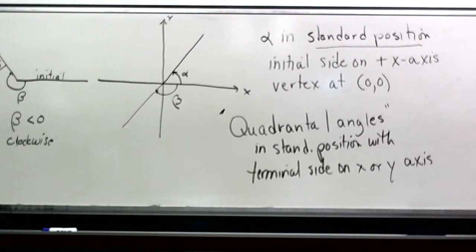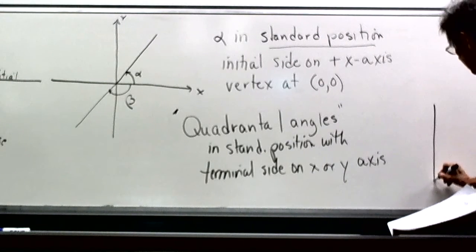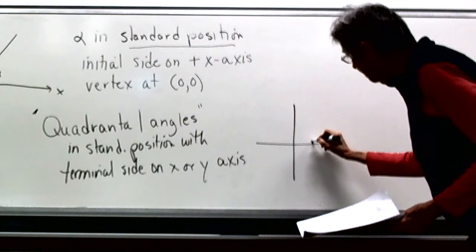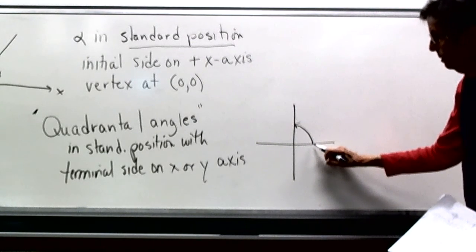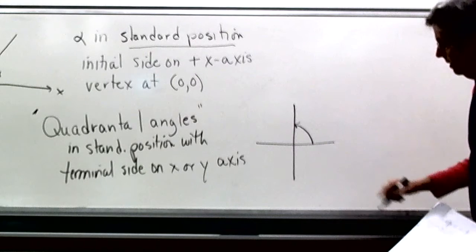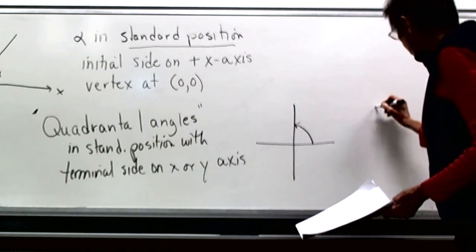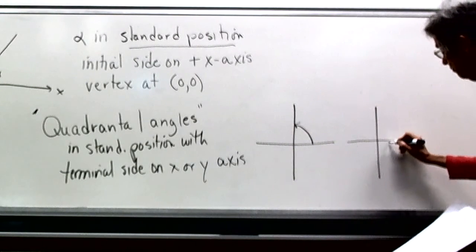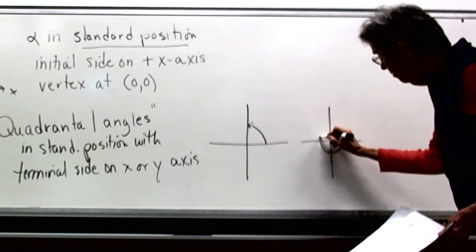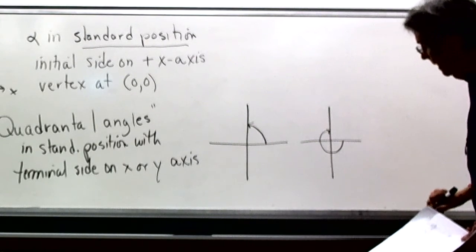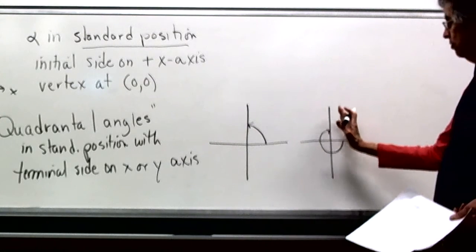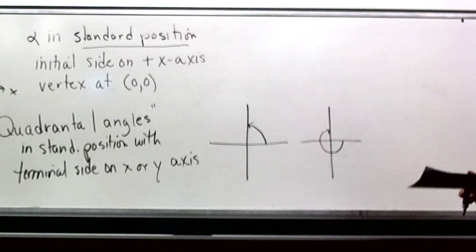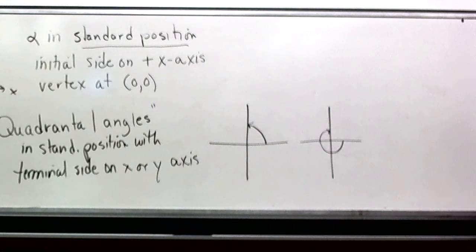So a picture of, say, a quadrantal angle may look like this. Okay, there you have the initial side on the positive x-axis and the terminal side on the y-axis. Or we could go in the negative direction and maybe go around again to the y-axis. Those would be examples of quadrantal angles. So anytime the terminal side is on one of the axes, it would be what we call a quadrantal angle.